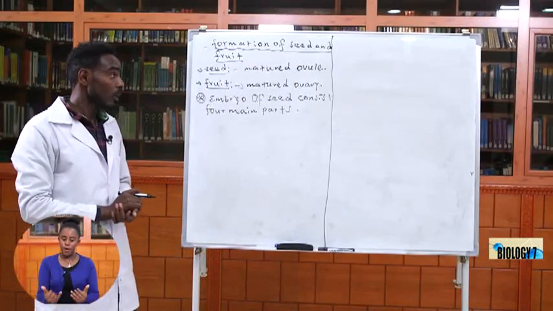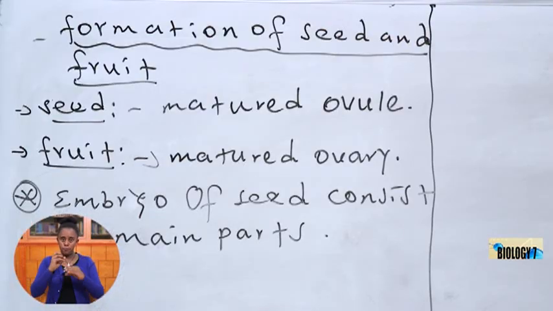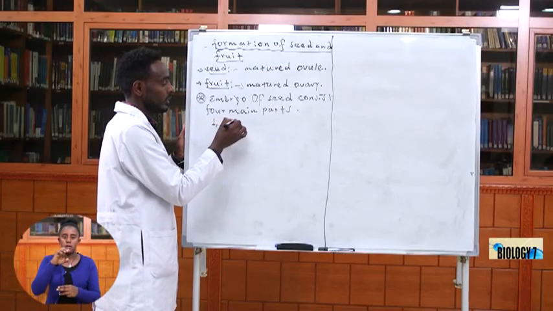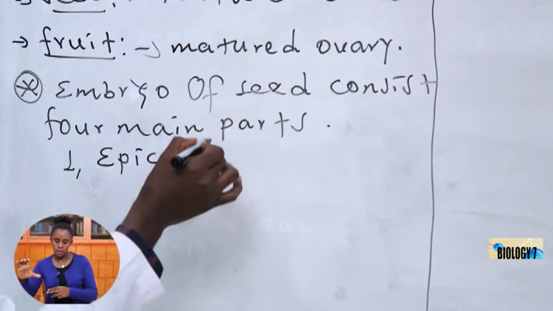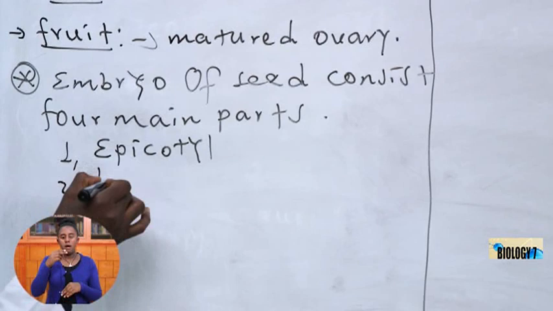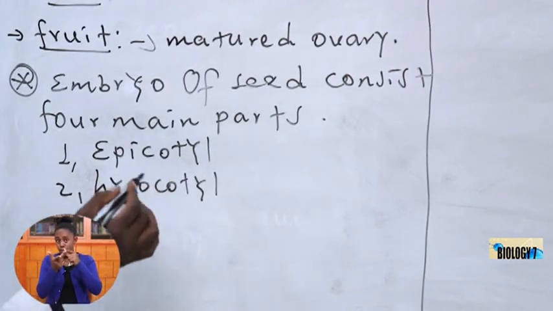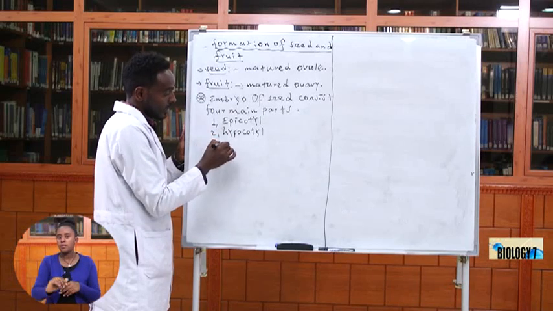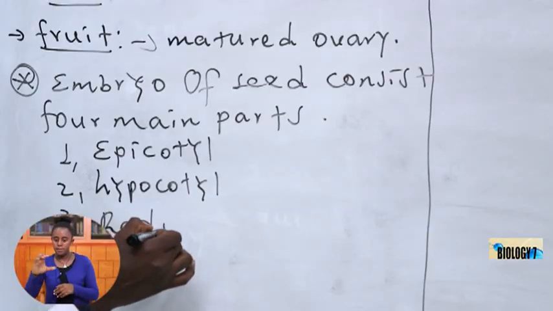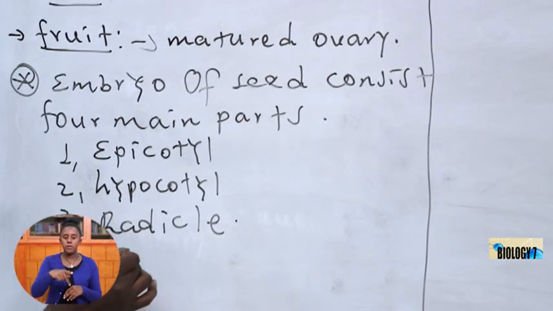Dear students, now we see the parts of the embryo of a seed. The embryo of a seed consists of four main parts. The first one is called the epicotyl. The second one is called the hypocotyl. The third one is called the radicle. The fourth one is called the plumule.